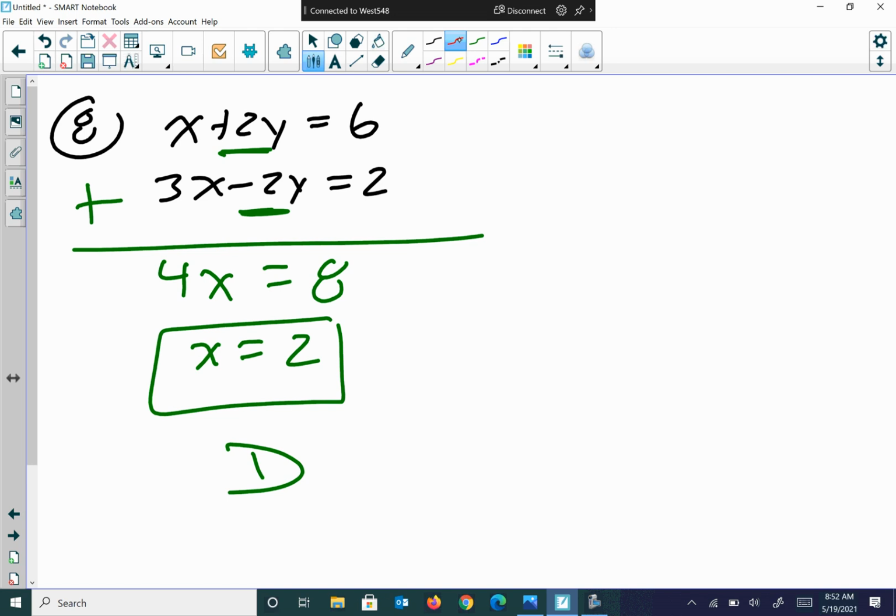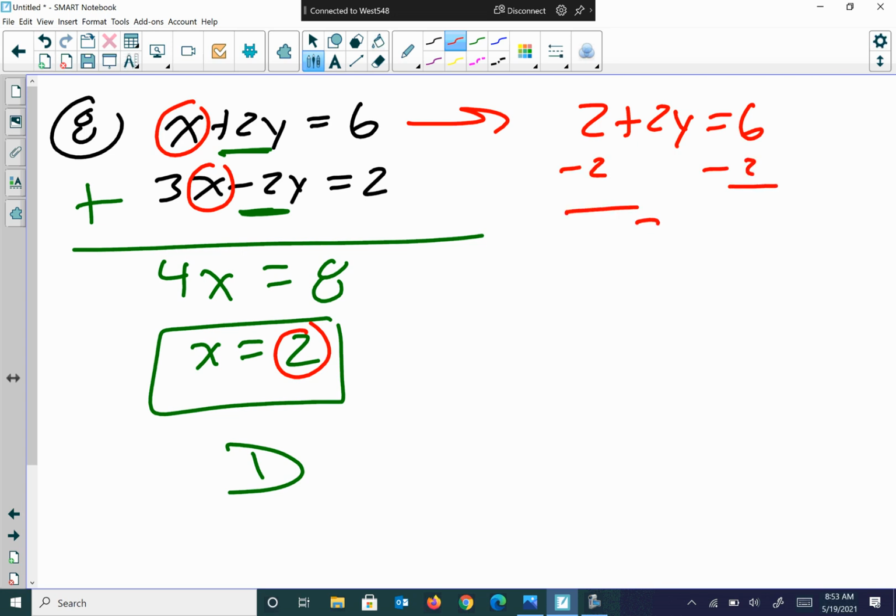Now let's say D isn't sticking out right away for you. Then you say, okay, I'm going to take this value here and plug it in either here or here. It doesn't matter which one. I'll plug it in the top one. Subtract 2, subtract 2. Divide by 2, divide by 2. Cancel, y equals 2. Oh, totally worked. D is 2 comma 2.